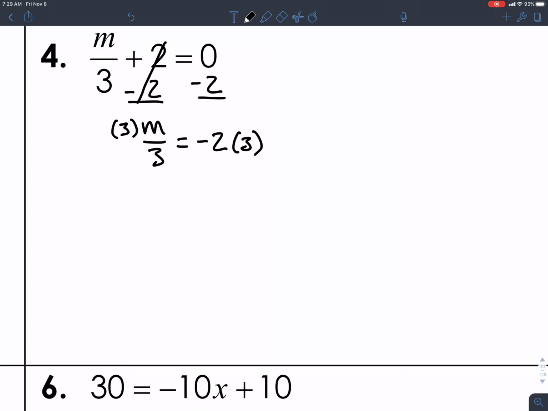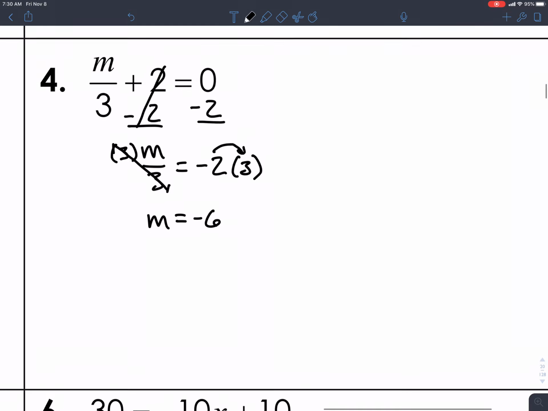Put whatever is on the bottom in parentheses. Again, when we multiply and divide, we don't change signs. We're not doing that. We're always doing opposite operations. That's why we subtracted 2 on the top. It was a plus 2, so we subtract 2. Here we're dividing by 3, so we multiply by 3 to undo it. 3 divided by 3, that's a big positive 1. M equals negative 2 times 3, negative 6. Okay, we got an answer.